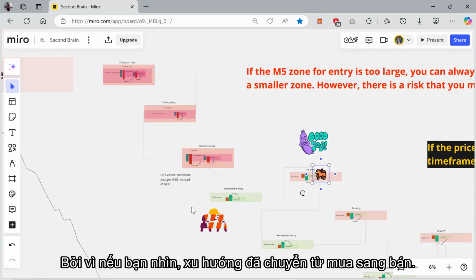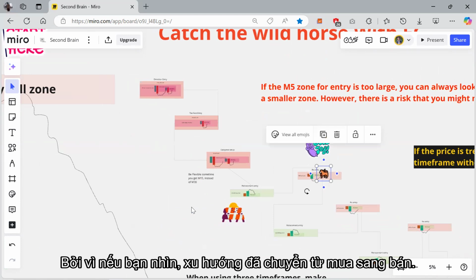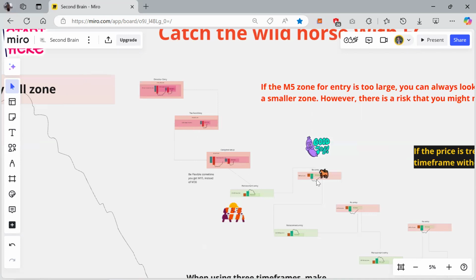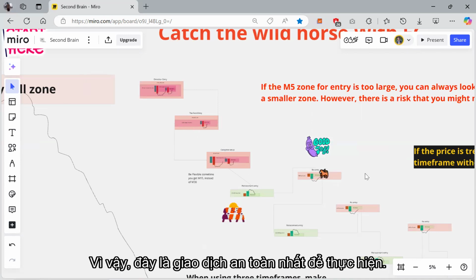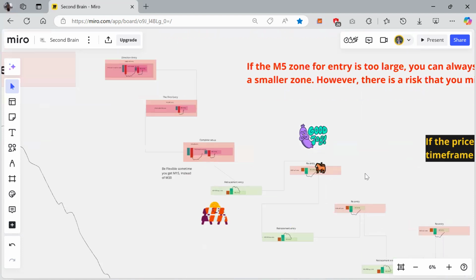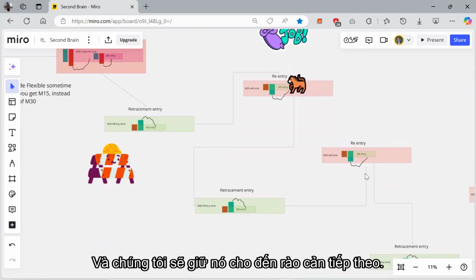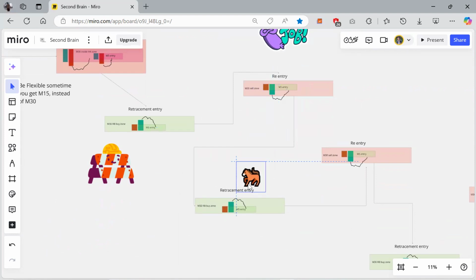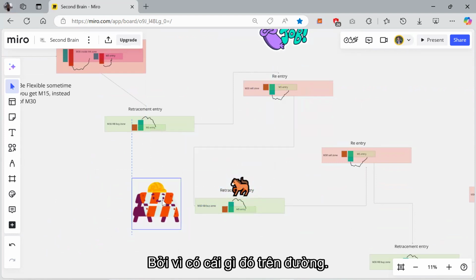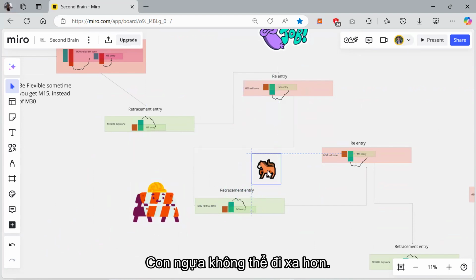Okay, because if you look, the trend has already turned from buys to sell. So these are the safest trades to take. And we will hold it until the next roadblock, because there is something on the road. The horse cannot go farther.